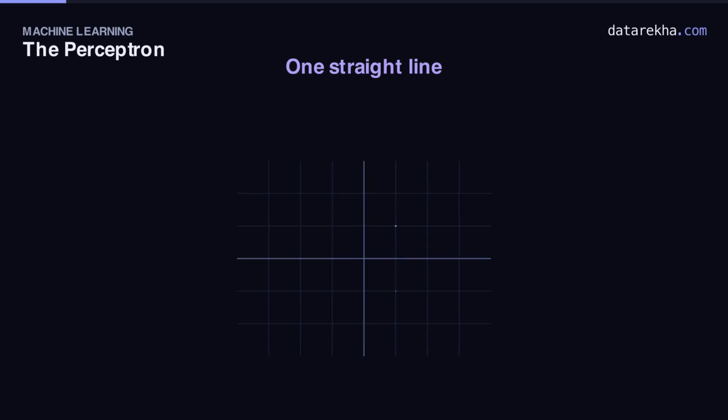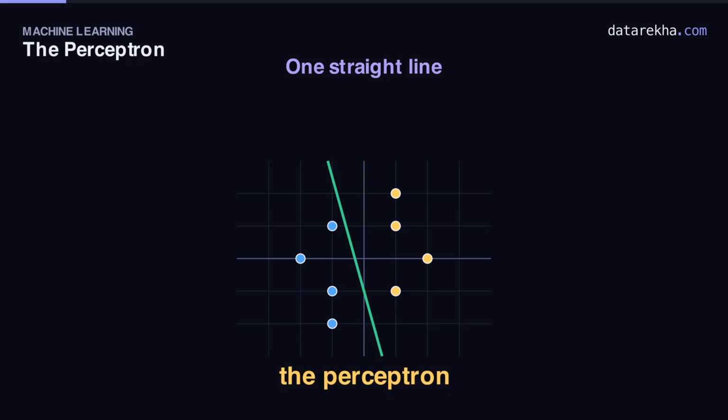Picture a sheet of paper scattered with points from two groups, the gold ones and the blue ones. Your whole job is to draw a single straight line that keeps them apart. Start with a bad line, one that cuts right through the wrong points. Every time it gets a point wrong, you nudge it, tilt it, slide it, until the two colors finally sit on opposite sides. That simple idea, score, decide, and when you're wrong, move the line, is the perceptron, the oldest, simplest artificial neuron, and the seed of every neural network that came after it.